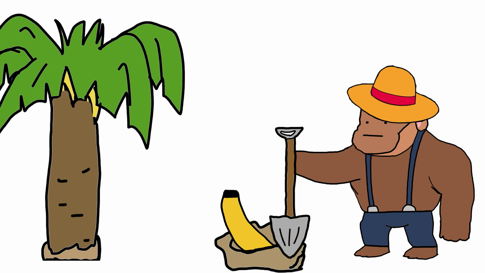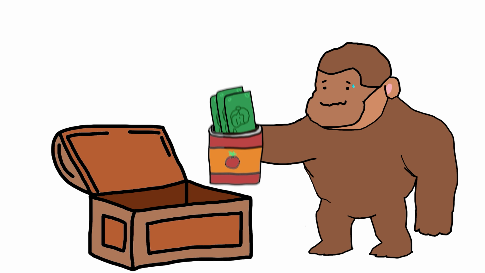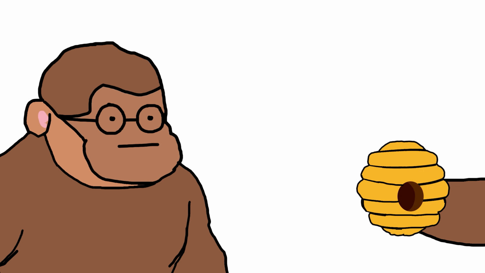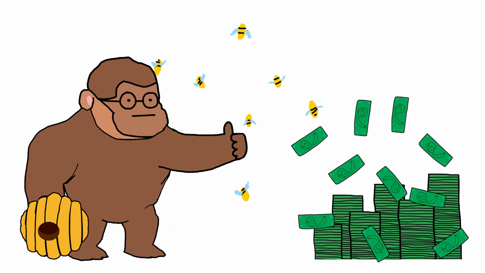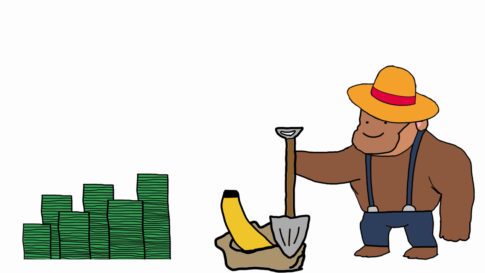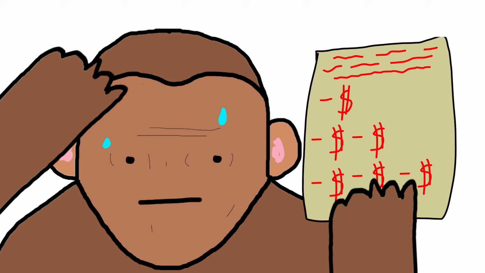The wise monkey plants trees. The show-off monkey buys flashy glasses with lights. The saver monkey hides his simio dollars in a tin. The investor monkey trades them for beehives. Bees make honey. Honey is sold for more simio dollars. That's an asset. An asset multiplies simio dollars over time. A liability only causes headaches.